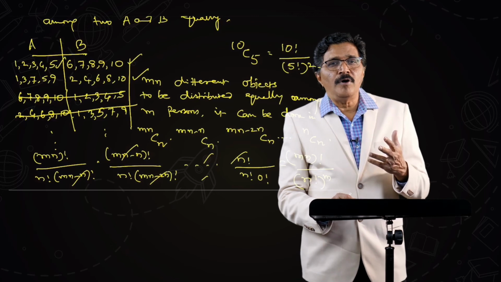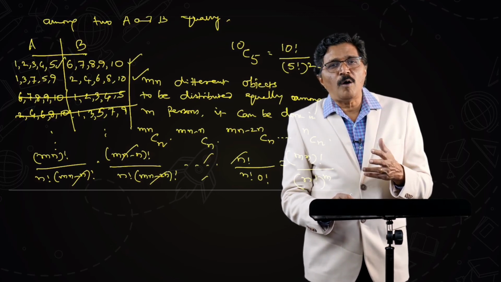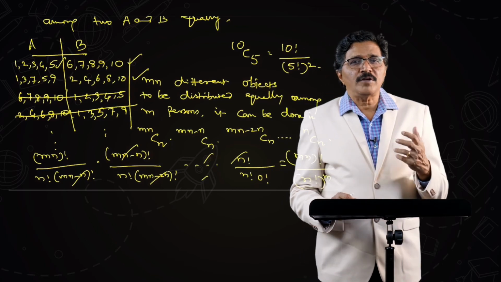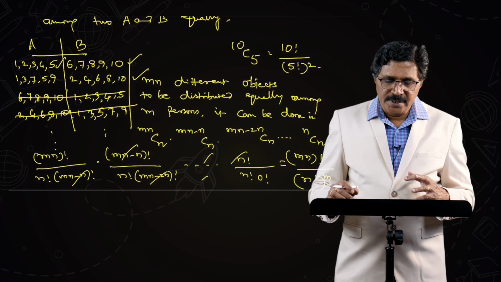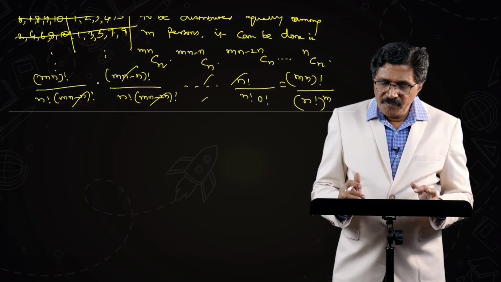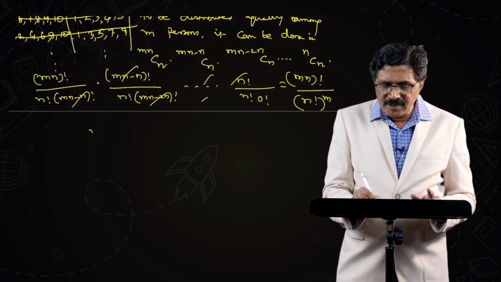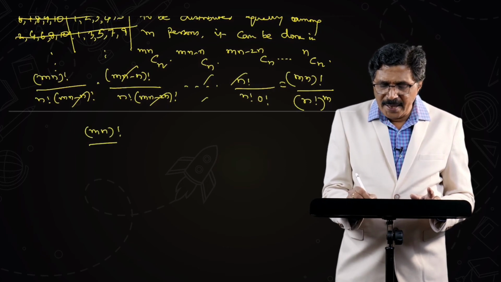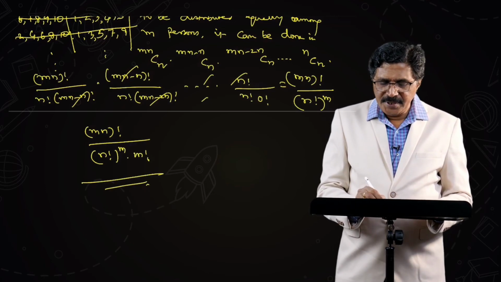Similarly, if there are 3 boxes and you are distributing 15 objects with each box containing 5 objects, then 3 factorial th of it will be reduced. Similarly, if there are m identical boxes, the number of ways in which this can be done is mn factorial by n factorial to the power of m into m factorial. Now let us see one problem here.